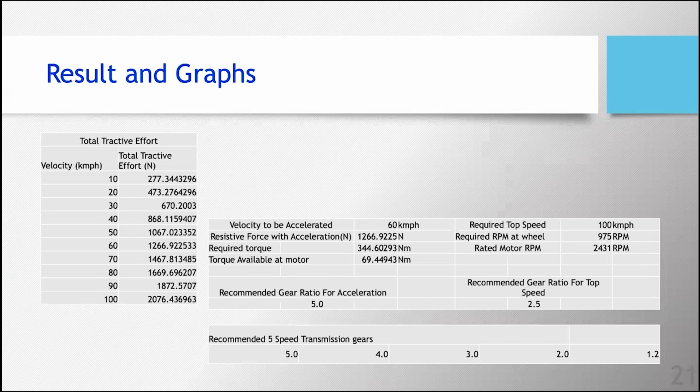For the acceleration, the recommended gear ratio, if we divide the required torque by the torque available, we'll get around 4.99, which I round off to 5. And coming to the top speed, the performance requirement for the top speed is 100 kmph. As we calculated, the RPM required at the wheel to achieve that speed is 975 RPM, and the rated RPM of the motor is 240 RPM.